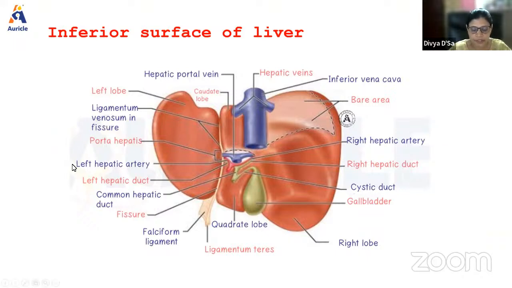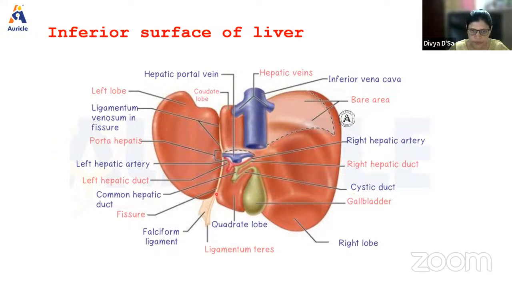It is separated from the anterior and the right lateral surfaces by the sharp inferior border. So this inferior border separates the inferior surface of the liver, or the visceral surface of the liver, from the anterior as well as from the right lateral surface.